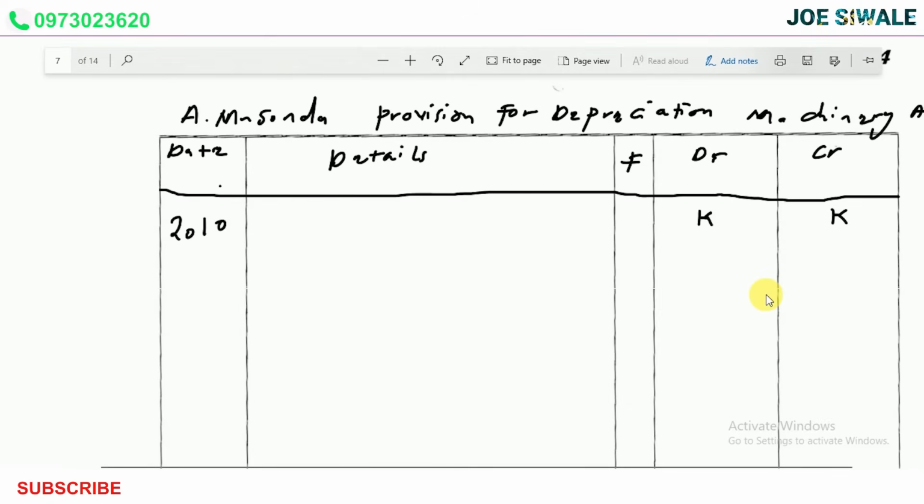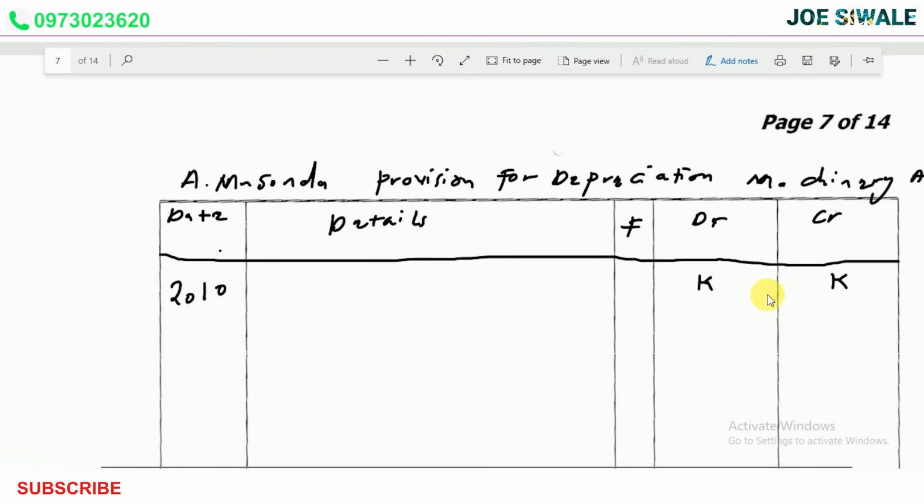So as you can see, I've already written the title there. The title reads A. Musonda Provision for Depreciation Machinery Account. So for the format, we have the date in the first column, details in the second column, folio in the third column. Then we have our debit and our credit. And I've already written the year 2010 and our currency there, it's in kwacha.